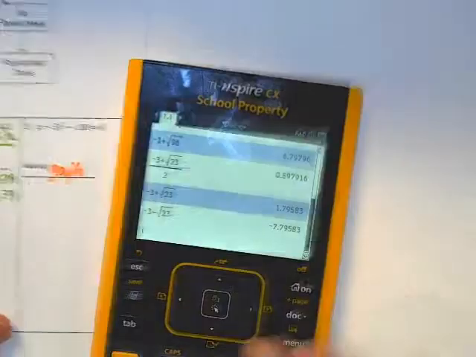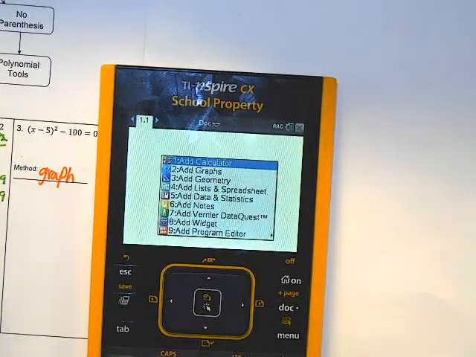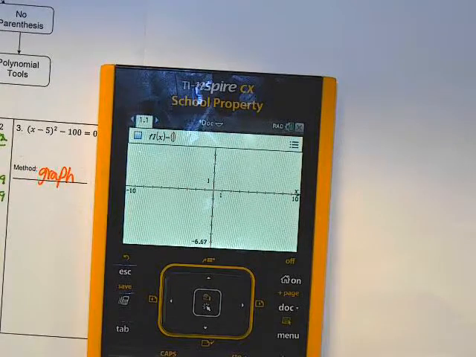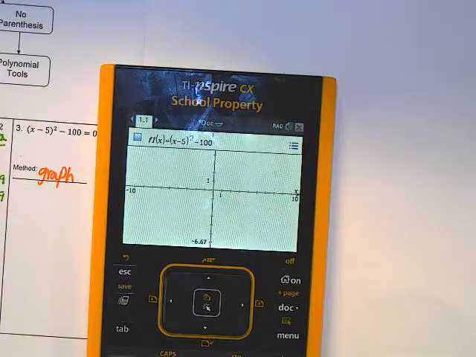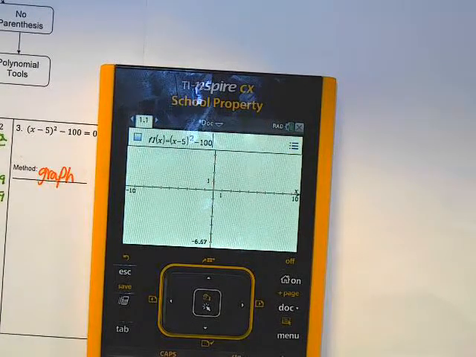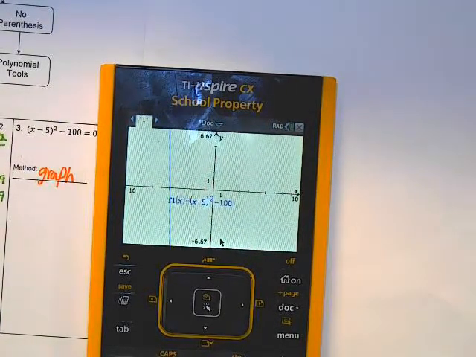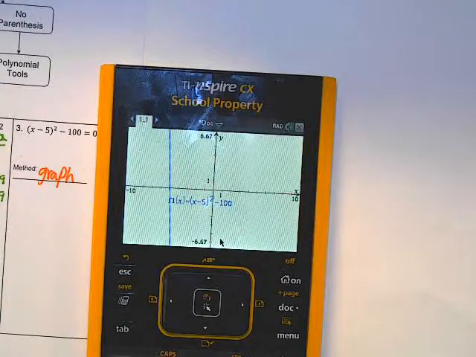So let's go to a graph. Do I need to put the equal 0? No, do not put equal 0. Graph it. What happens? Is that a straight line? No. What is it? It's a really big U.